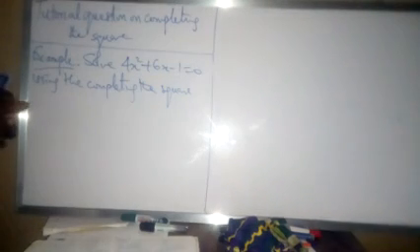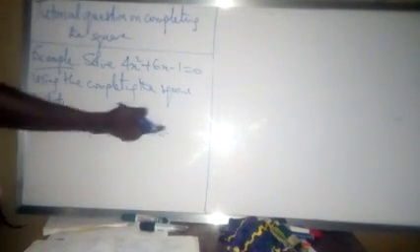Now the example is: solve 4x squared plus 6x minus 1 equals 0 using the completing the square method. In this example, we want to see the application of the completing the square method for solving a quadratic equation. So clearly the given question is a quadratic equation. We have 4x squared plus 6x minus 1 equals 0.